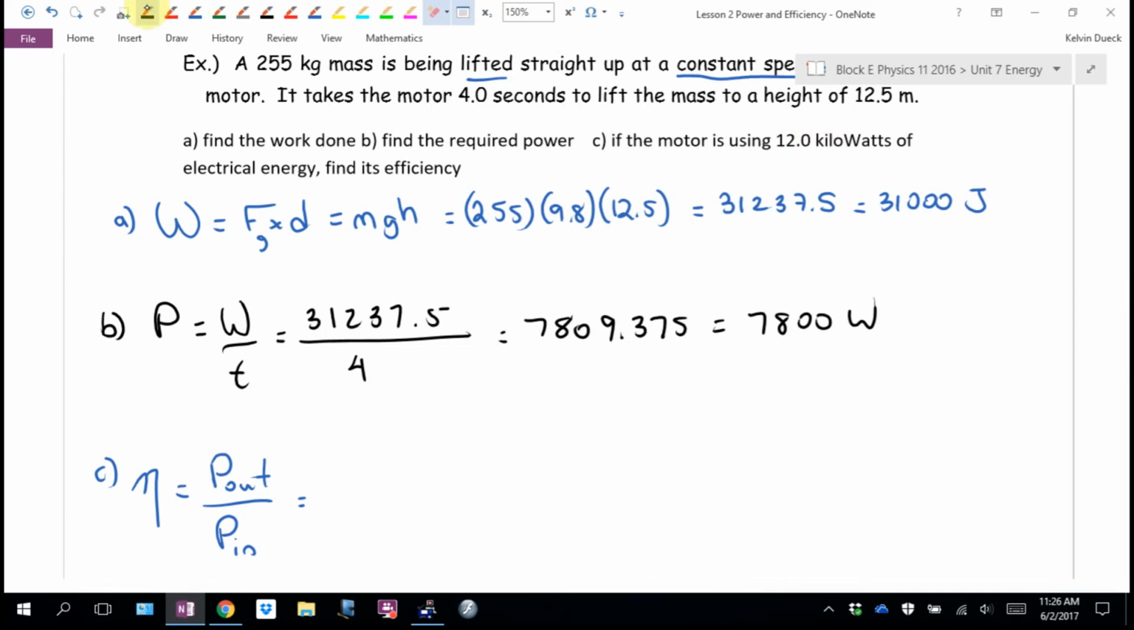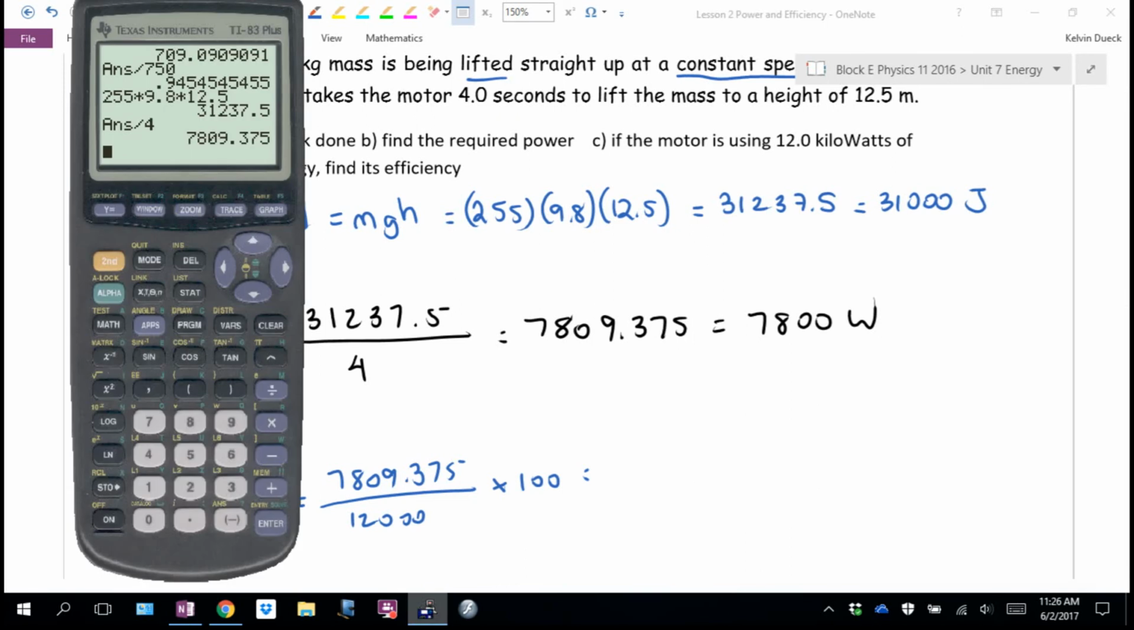Okay, so it's going to be 7809.375 divided by 12,000. That'll give me a decimal, and then if I multiply that by 100, that'll give me a percentage. And I get 65.1% efficient.